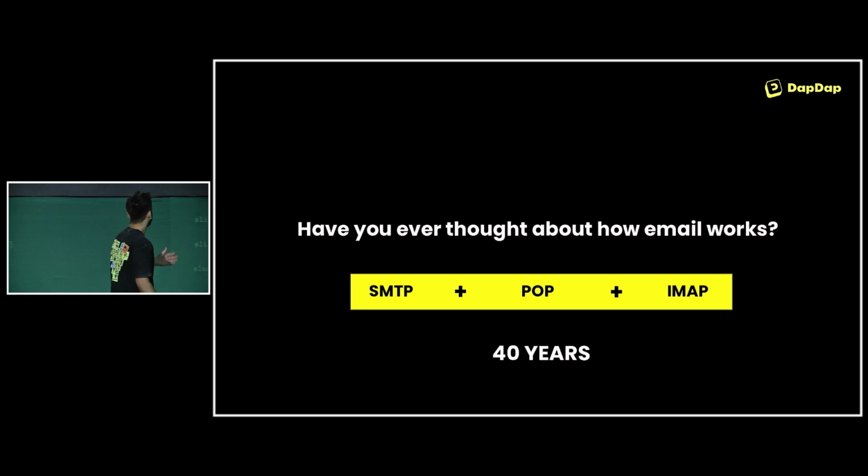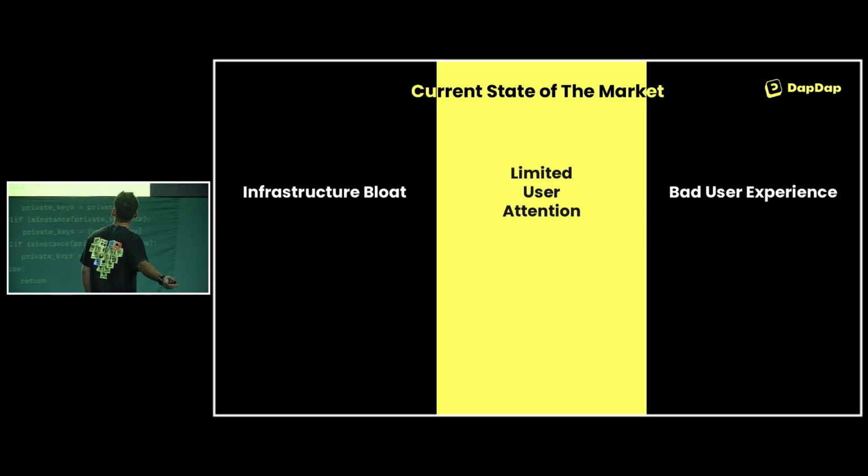And so what I really want to drive home here is that you're not really thinking about using the underlying protocol, you're using the application or the user interface, which is that email client. Now transitioning to crypto and the Web3 landscape, I think currently we're suffering from three core pillars of detrimental infrastructure: there's a large infrastructure bloat, there's limited user attention, and ultimately there's a bad user experience on chain.